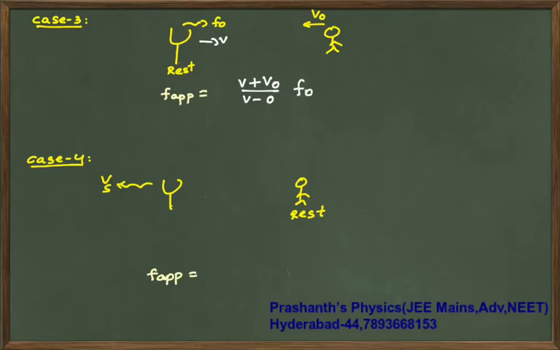And in case 4, I hope you have paused the video clip and tried it sincerely. Here the observer is at rest. So it is V minus 0 by V plus Vs, because your sound will always travel towards the listener. I have told you, sound always travels towards the listener. So V minus 0 by V plus Vs into F naught. I hope you have understood this and there are no doubts. If you have any doubts, please let me know. Copy it.